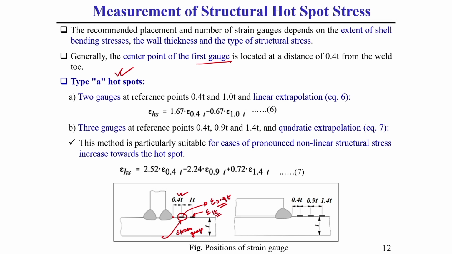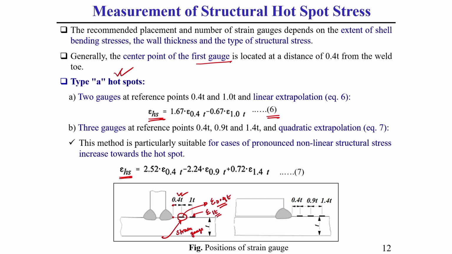Based on this load amplitude, whatever strain values we get at the 0.4 T and 1 T locations, based on these we can find out what the strain value should be at the weld toe. That weld toe strain value is called the hot spot strain. That hot spot strain we calculate here using equation number 6. So, the same linear extrapolation we have done.